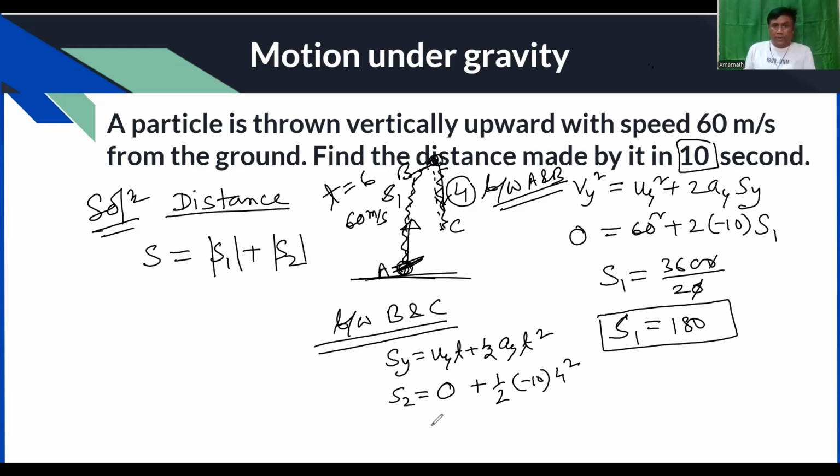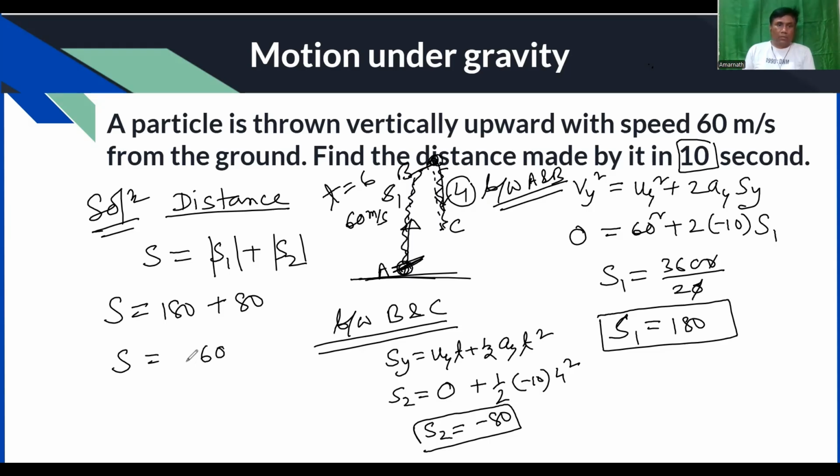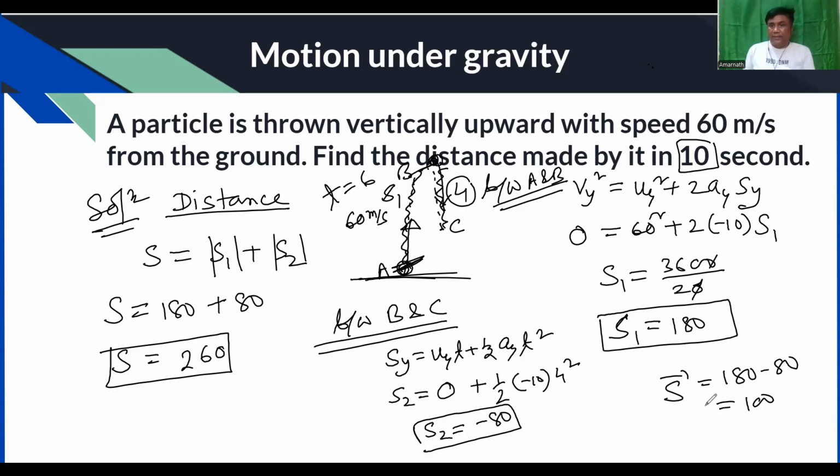4 square. So S2 will be 16, 80. Minus 80 means downward only, but we do not require all these things. I need magnitude only. So answer will be 180 plus 80, so answer will be 260. But if somebody asks you displacement, then displacement will be 180 minus 80, and answer will be 100. Means the gap will be 100. But they are asking distance only.